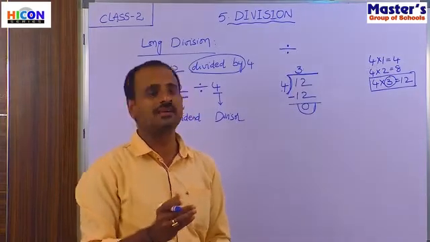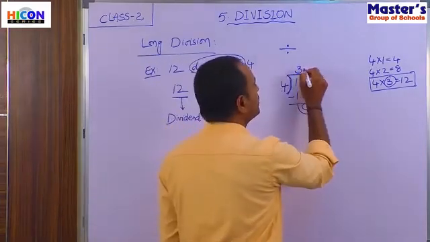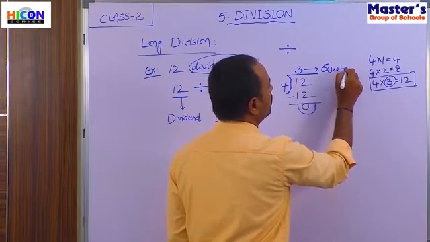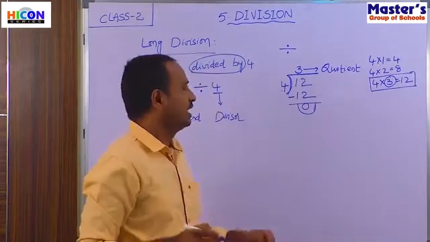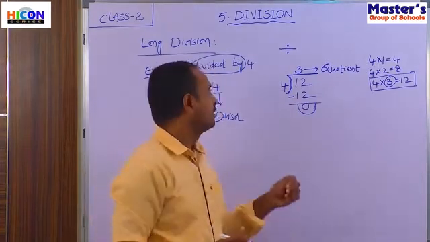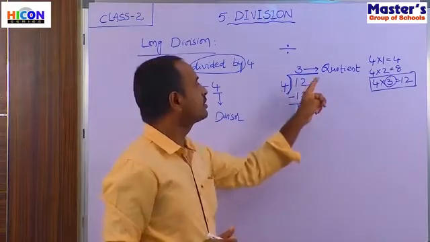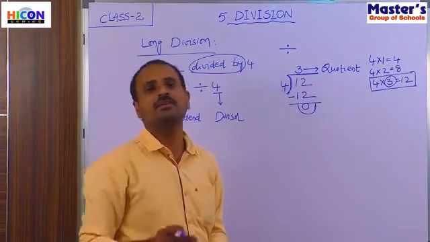So what is the answer? Here 3 is the answer. This 3 is called quotient. Children, the number we have written above the line, on the dividend, is called quotient. Here 3 is called quotient and 3 is the answer.